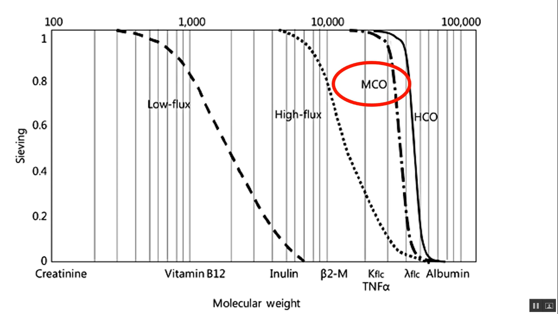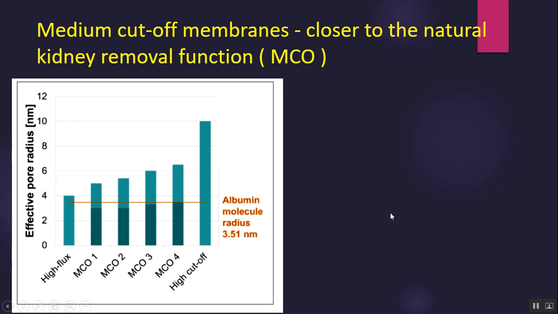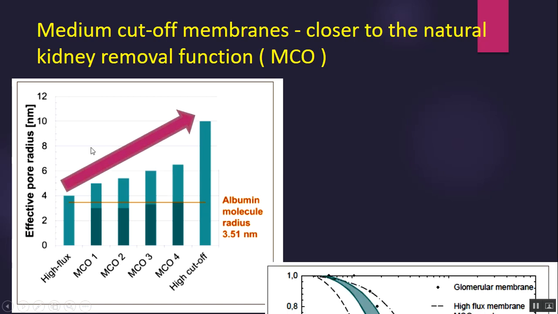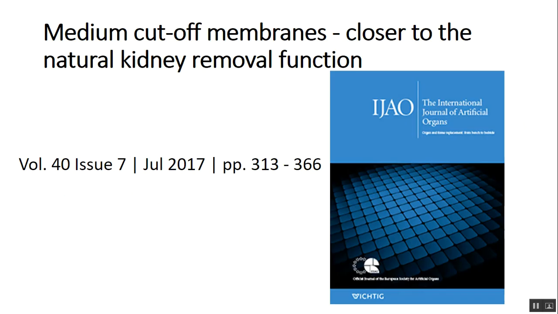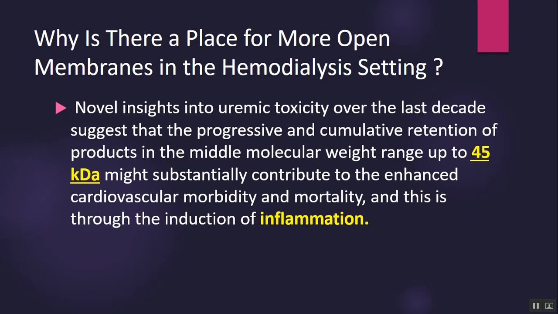هنيجي نلاقي ان الهيمو دياليسيس يوزنج ذا ميديوم كات اوف يقدر يشيل مور يوريميك توكسين ان مولكيول ذان ان ريجولار هاي فلوكس ممبرين، في زياده في البور دايامترز وده مصاحبه اكيد سم مور البومين لوس. So the medium cut-off membrane is closer to the natural kidney removal function, removing more toxins up to 45,000 Dalton.